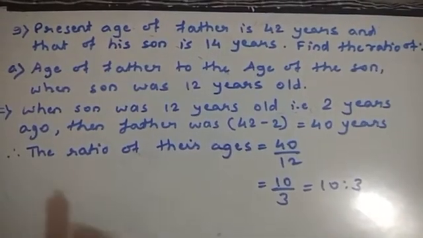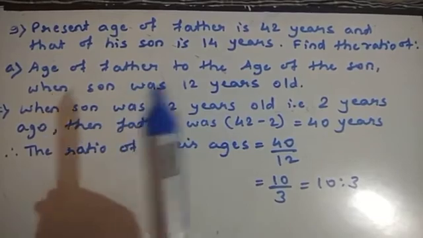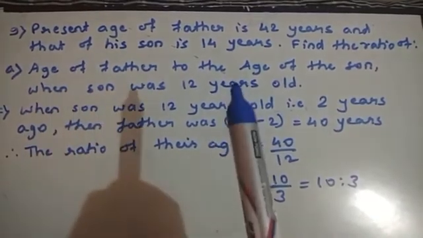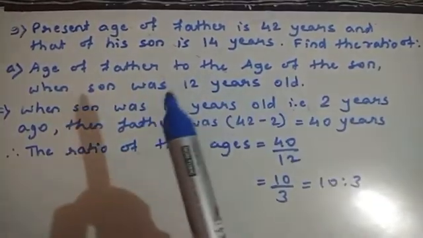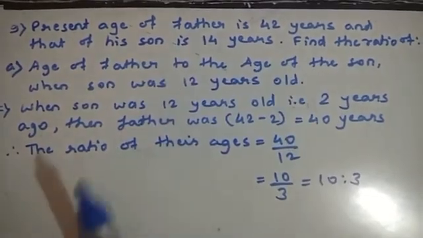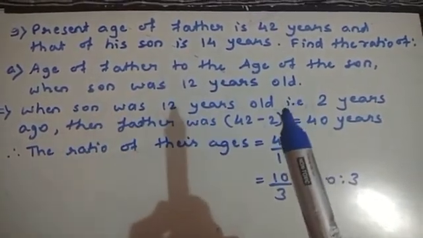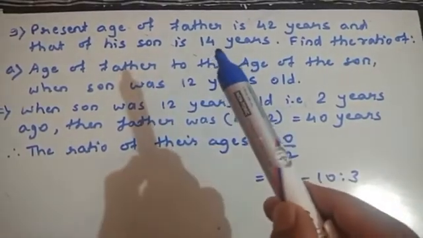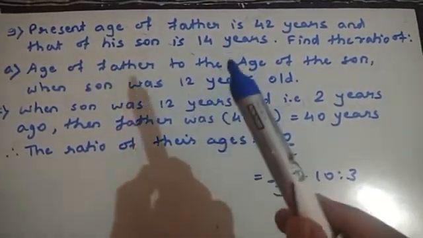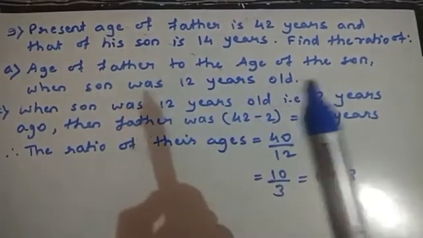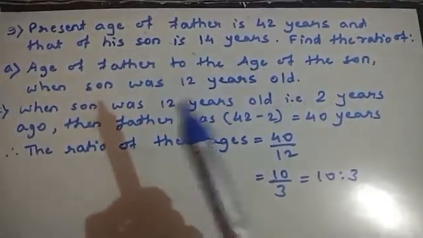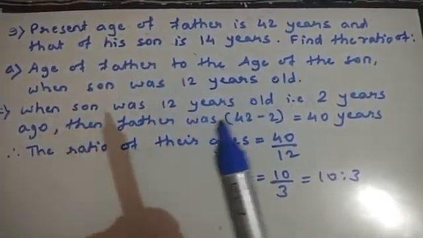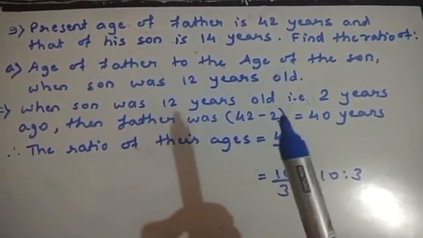In that same example, one more question we can see. Find the ratio of age of father to the age of son when son was 12 years old. Now here, when son was 12 years old means what? 2 years ago, because present age is 14 years. Now when he was 12 years old means 2 years ago, yes or no? So 2 years ago, what was the age of son? 12 years, and then father's age was 42 minus 2, that is 40 years.